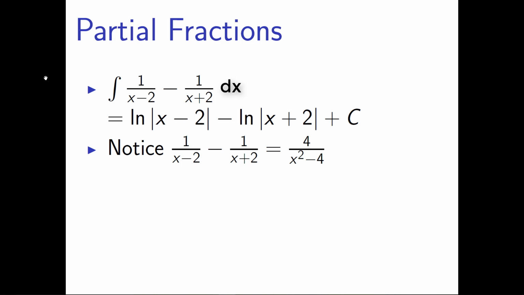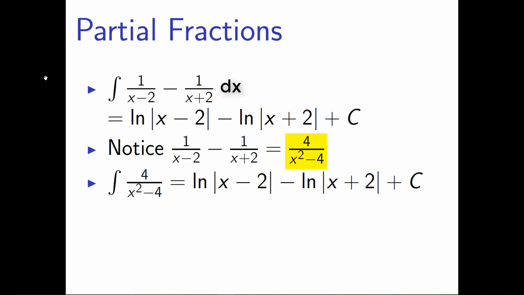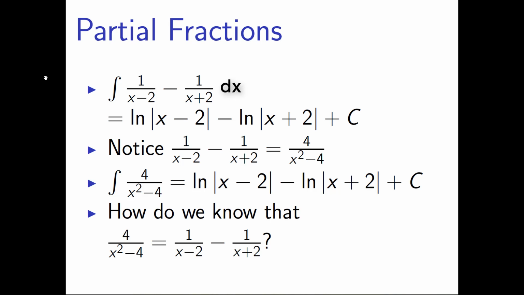We'll also notice now, let's take these two fractions, and if we cross multiply and simplify a little bit, we'll get 4 over x squared minus 4. And so if these two terms equal this term, and the integral of those is here, then it must be true also that the integral of 4 over x squared minus 4 equals this. They're equal. The integral of one is this, and the integral of the other is this. Okay, so we know that the integral of 4 over x squared minus 4 is this term here with the natural logs. But how do we do that? How do we know that we can get backwards from this 4 over x squared minus 4 to the 1 over x minus 2 minus 1 over x plus 2?